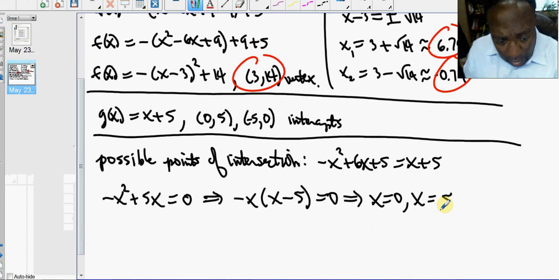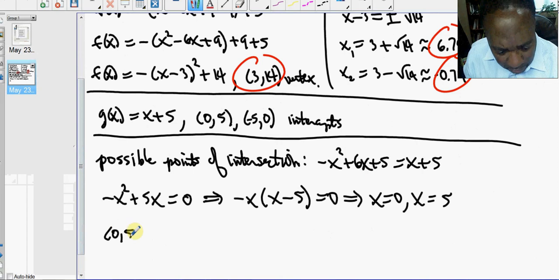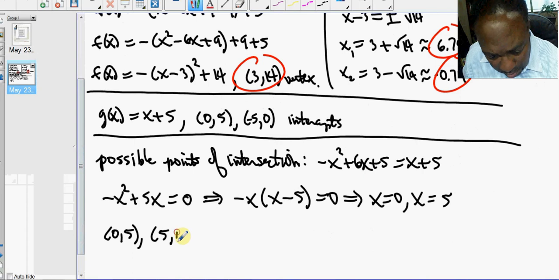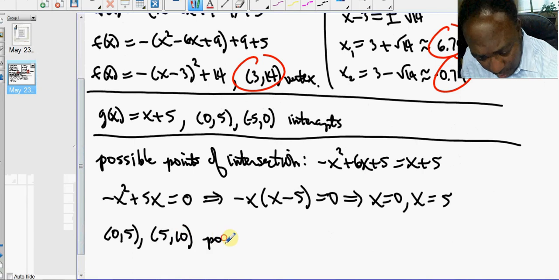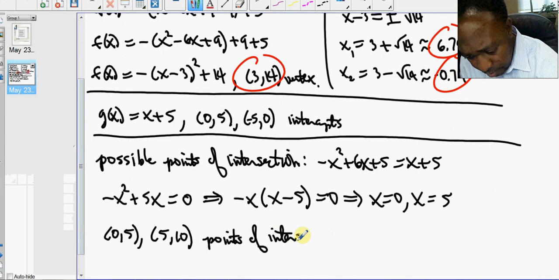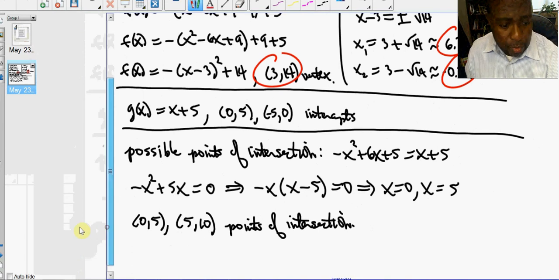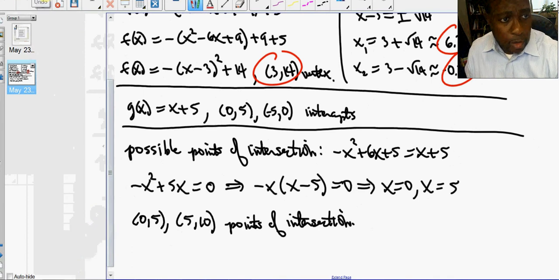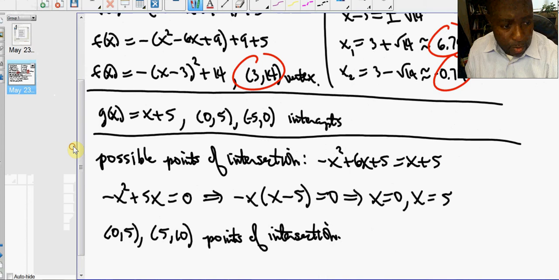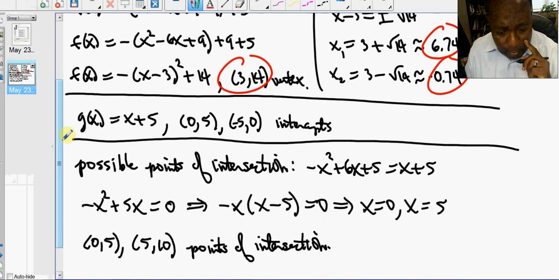This is points of intersection. So here, when x is equal to 0, then y is 5. That's for both equations. So here we get 0, 5. And then when x is equal to 5, we get y is equal to 10. Again, these are our points of intersection. Now, we can graph.